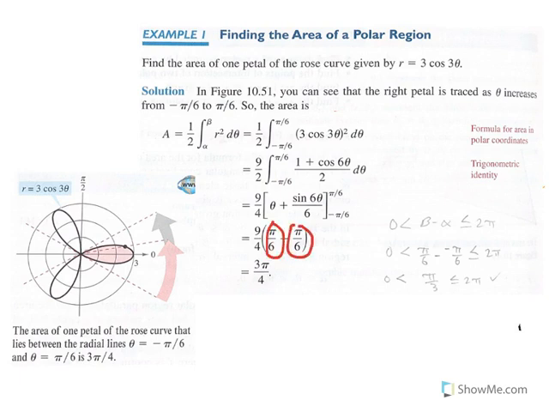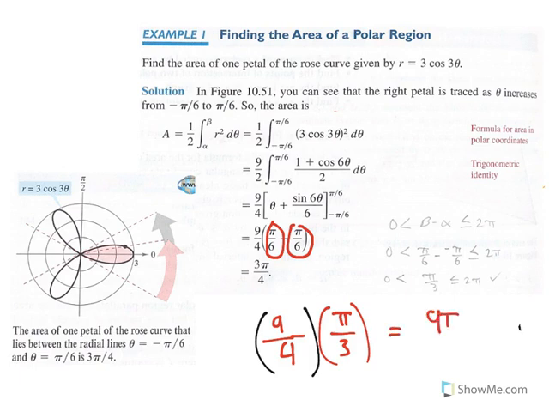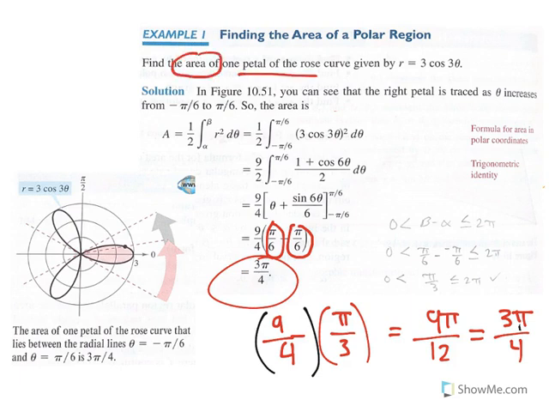Pi over 6 plus pi over 6 is 2 pi over 6, which reduces to pi over 3. So when you multiply the two fractions, you get 9 pi over 12, and you can reduce that to 3 pi over 4, giving you the final answer. So what is the area of one petal of the rose curve given by this polar equation? It is 3 pi over 4 square units.